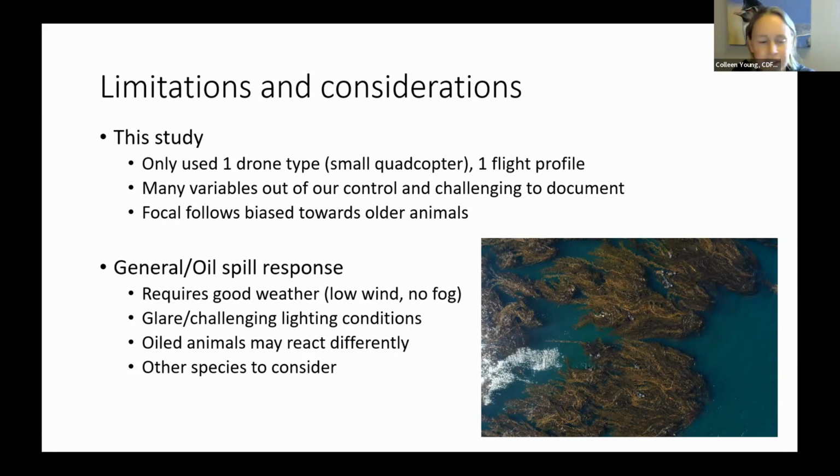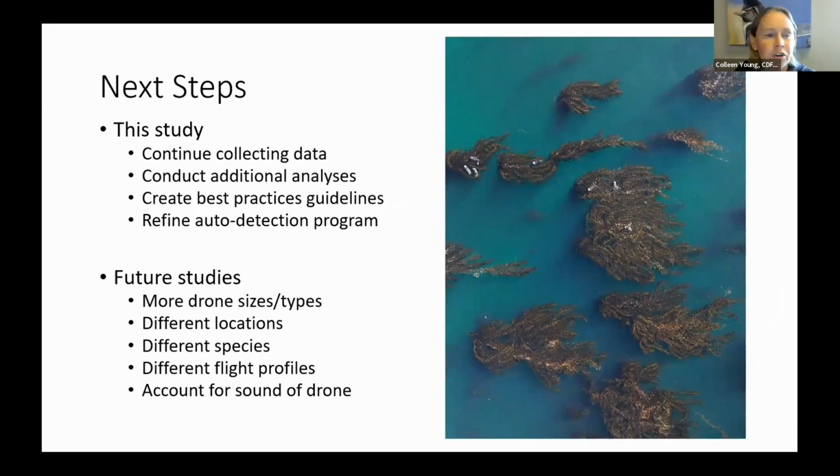We recognize that oiled animals may react differently than the healthy, unoiled animals that we are documenting with this study. And there are other species in the area that may be sensitive to the drone that you have to consider. I will share that we've had some pretty severe reactions of gulls towards the drone, and we've had to stop doing our study in one of the locations for extended periods of time because the gulls were so agitated.